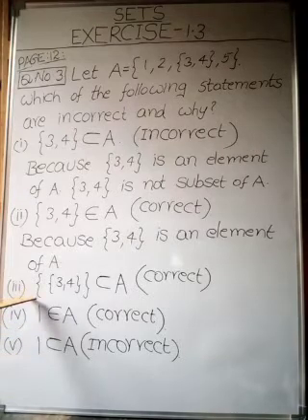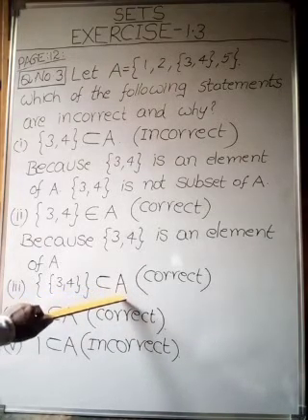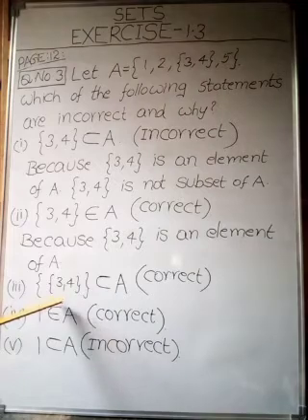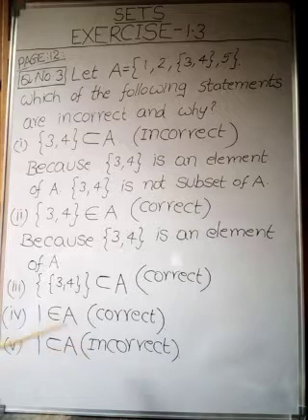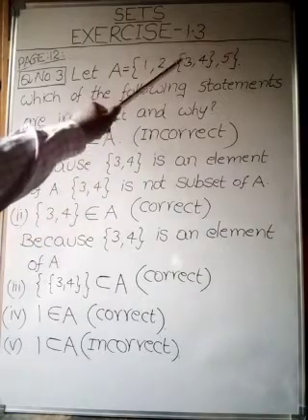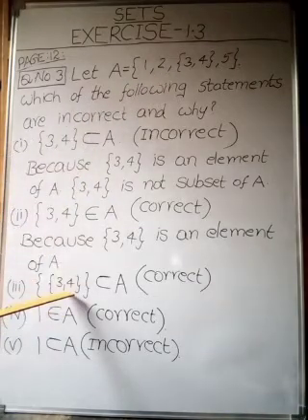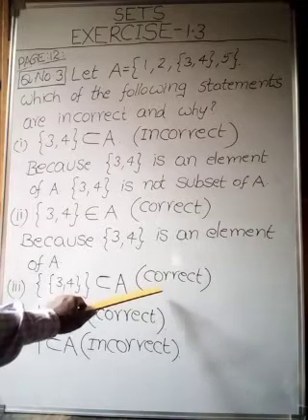Right. Now come to the next statement. Set {3, 4} is a subset of A. Is the set a subset of set A or not? Yes, because in this set only one element is there, that is {3, 4}, and this element is also an element in the set A. So this first set is a subset of the second set. Okay, my dear children, is it clear?